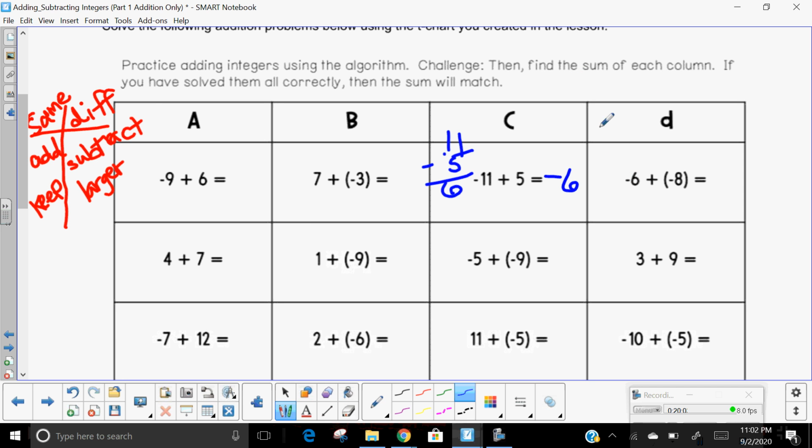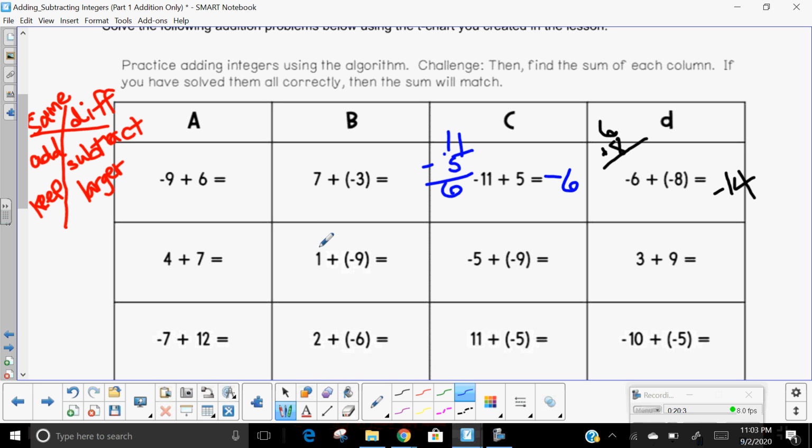So I'm going to add 6 plus 8, and that equals what? That equals 14. And then my T-table tells me what sign to keep. I keep the same sign. Both of them are negative, so that means my answer has to be negative 14.